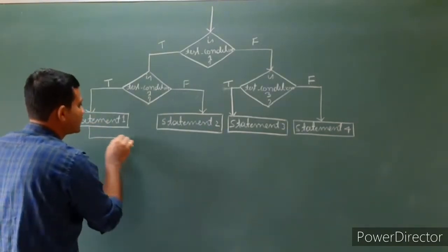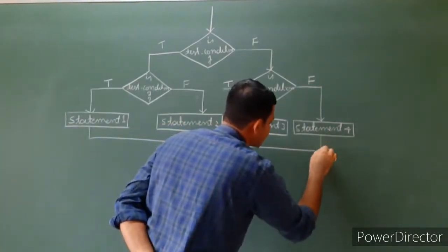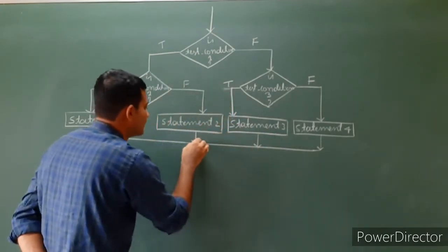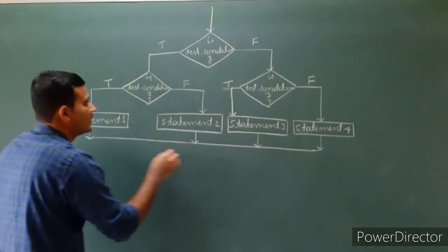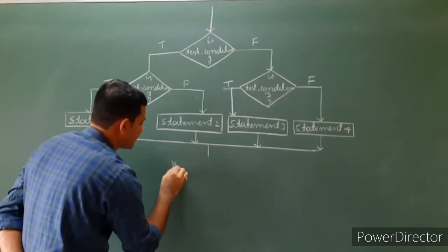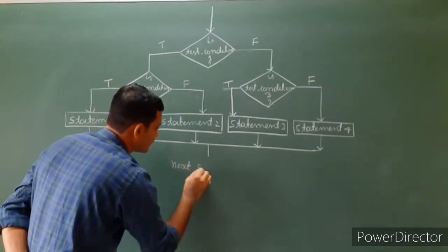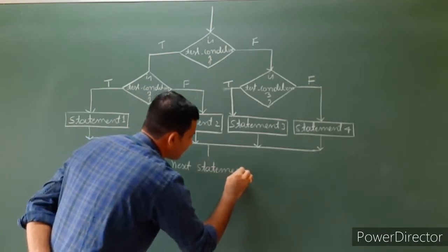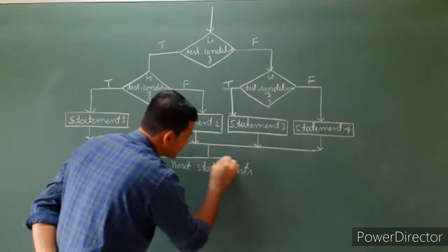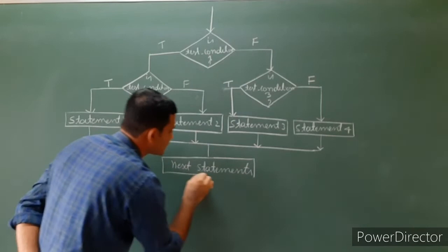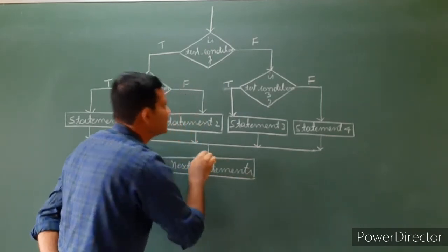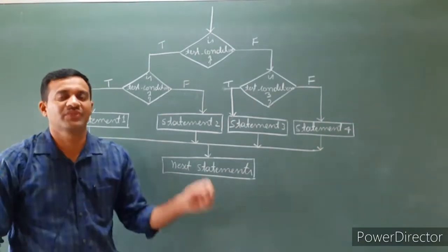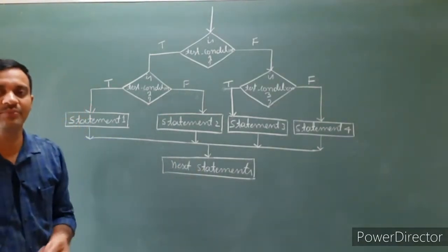So after execution of any one of the statements, the remaining statements, that is the next statements, are executed. This is the flow diagram of the nested if. Carefully observe the working principle.